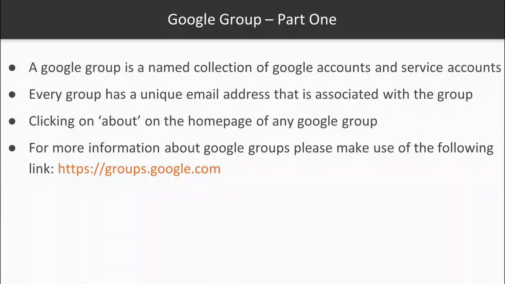A Google group is a named collection of Google accounts and service accounts. Every group has a unique email address that is associated with that group. You can find the email address that is associated with a group by clicking About on the homepage of any Google group. For more information about Google Groups, please make sure to use the following link.